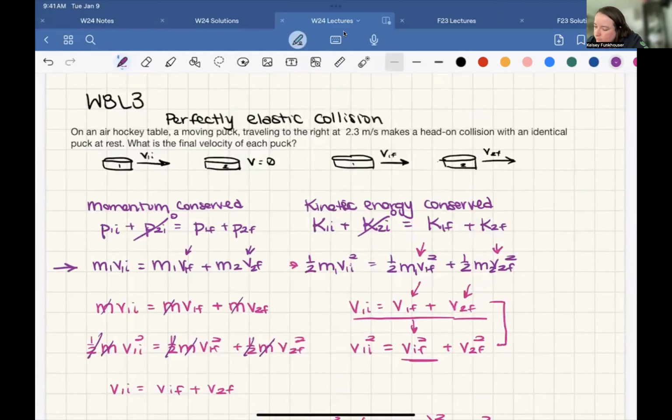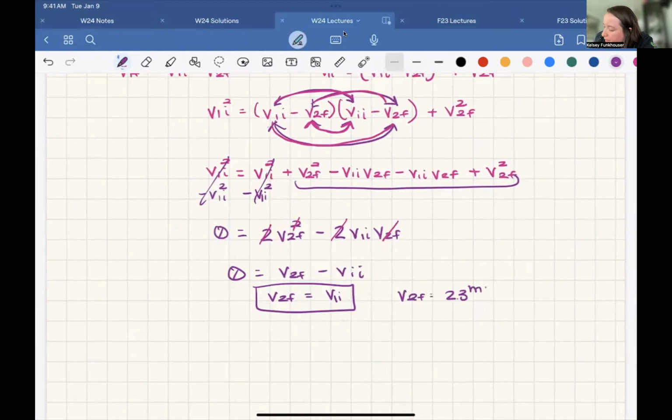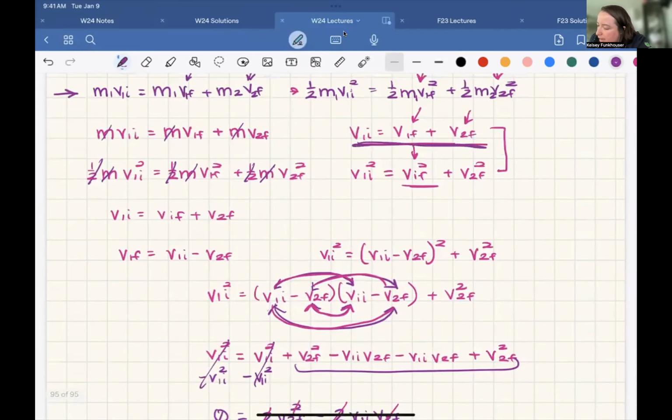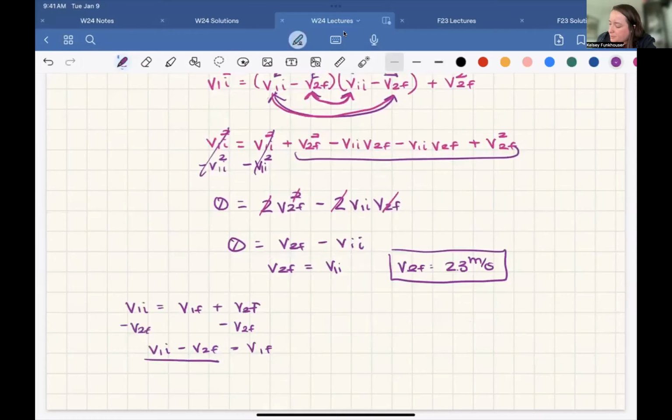And 2.3 meters per second is what that was. So the final velocity of the second puck is 2.3 meters per second. And if we go back to this equation, we can find the final velocity of the first puck. So we have v1 initial equals v1 final plus v2 final. To solve for v1 final, we just subtract v2 final from both sides. So v1 initial minus v2 final equals v1 final. But we just found that these guys are equal to each other. So this is 0. So the final velocity of puck 1 is 0.